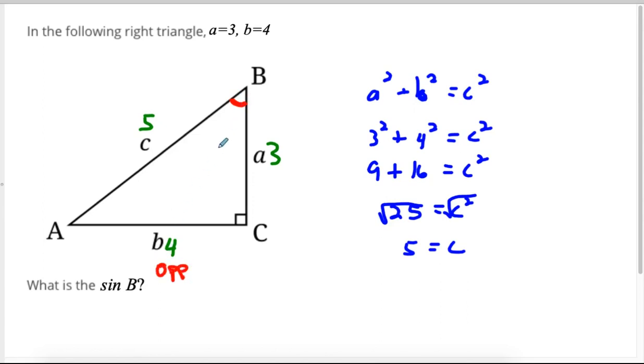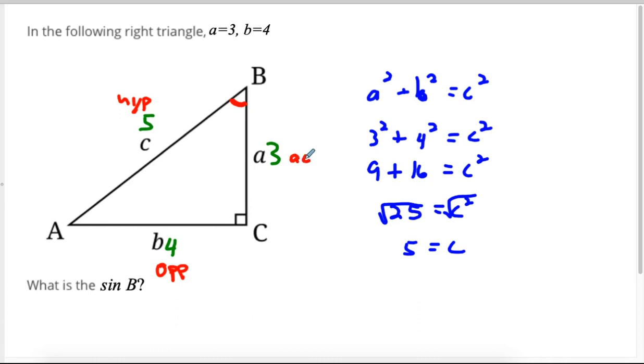That's the side all the way on the other side. It's opposite from angle B. C is still the hypotenuse, and A would now be the adjacent side. This is the leg that is part of angle B.